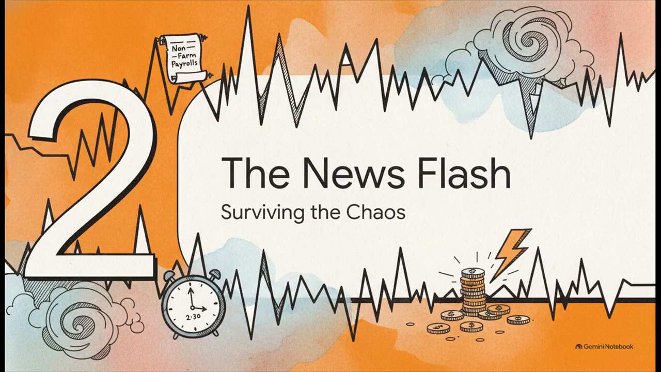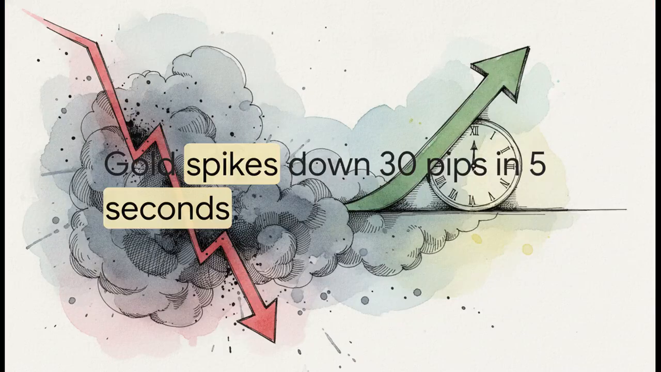Section 2. The news flash at 14:30 SAST. Surviving the chaos. Now, what's genuinely brilliant about this strategy is how it protects you when sudden volatility just explodes. Picture this. The clock strikes 2:30 p.m. The NFP data drops. Bam! Gold spikes down 30 pips in literally 5 seconds. Most retail traders, total panic mode. They're getting stopped out or wildly trying to short the bottom. But you are completely calm.